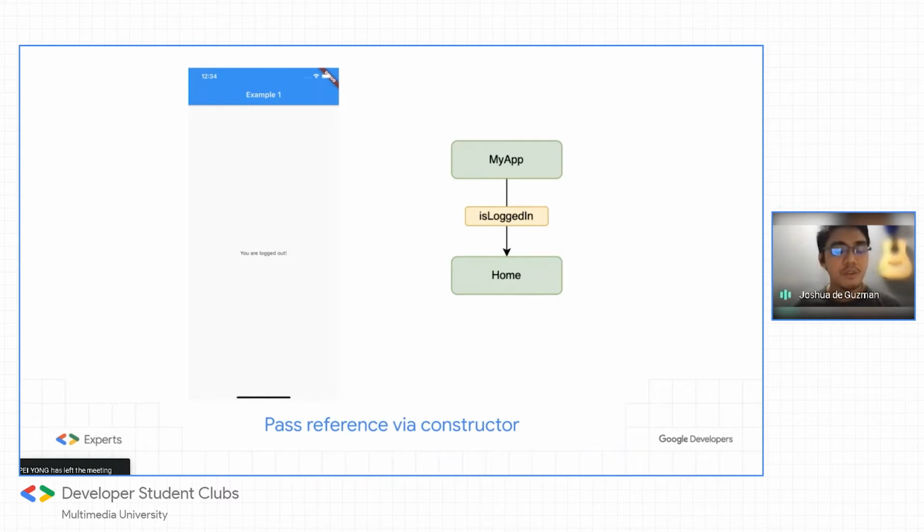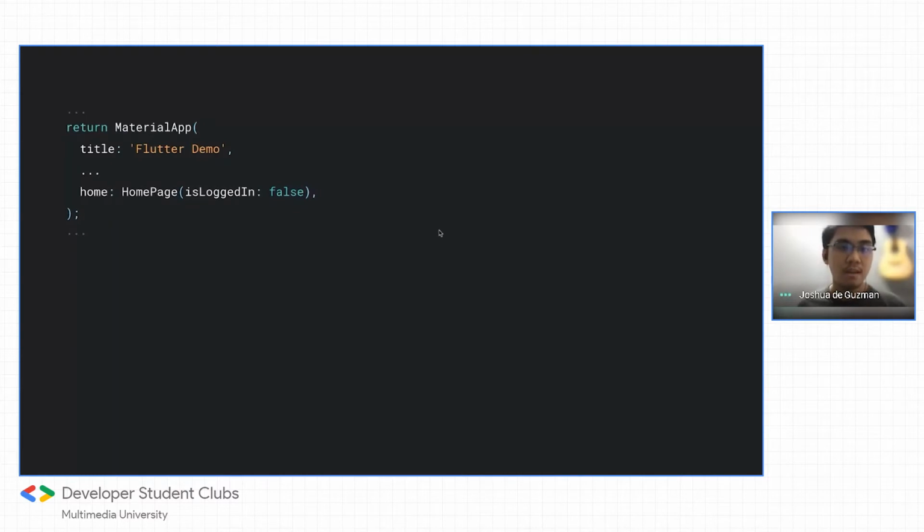So hopefully you guys are already aware how a constructor works. In a constructor, you just expose a value parameter. Then the parent widget, in this case my app, just passes the value to the home page. And this home page now will have to react whether it is logged in or logged out. So right now we're passing the value whether the user is logged in or logged out from the material app, which is the top or the root widget in your application.